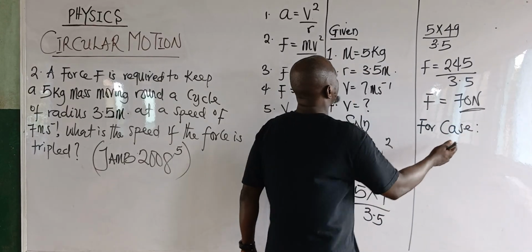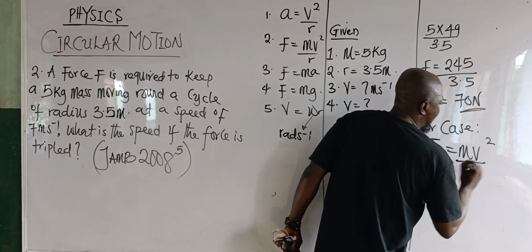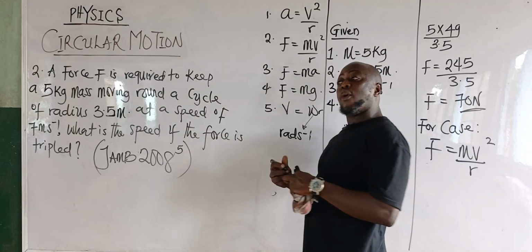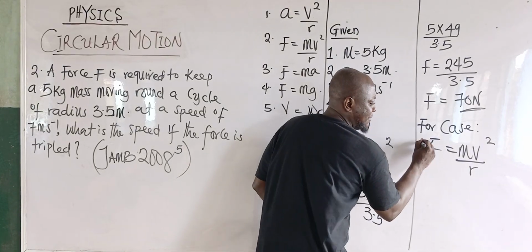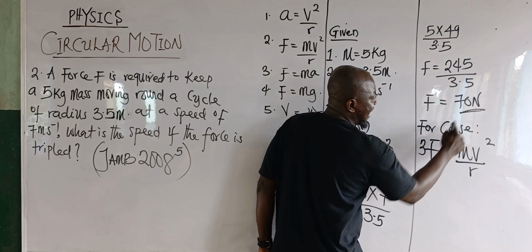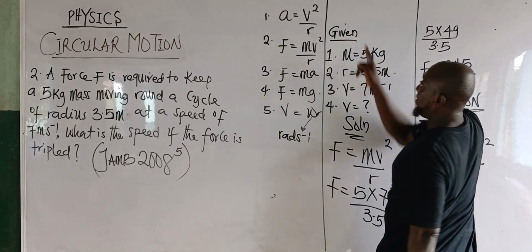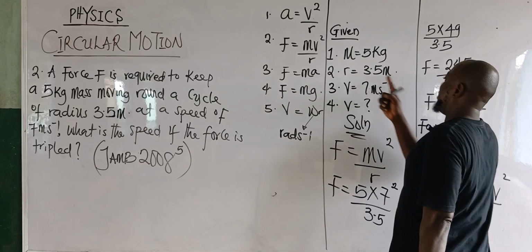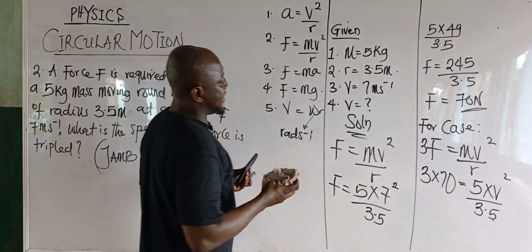So let's do that. You are still going back to the same formula. If the force is tripled, then we have mv squared over r. Here we are looking for v. Don't forget, they asked what is the speed if the force is tripled. That means I'm going to multiply this by 3. So I now put in my values. F here is 70, so this is 3 times 70. The original mass given is 5, we are looking for v, all over the radius, which is still maintained at 3.5. So this is what we are given here.